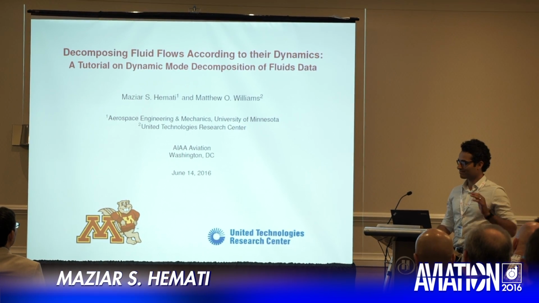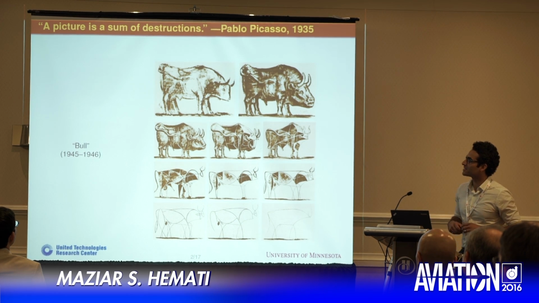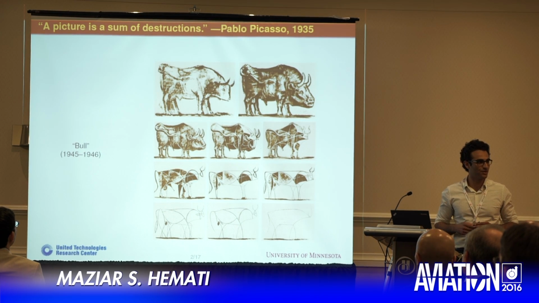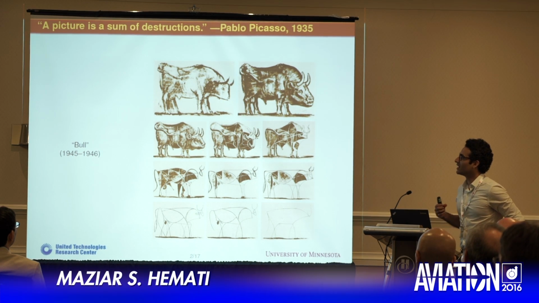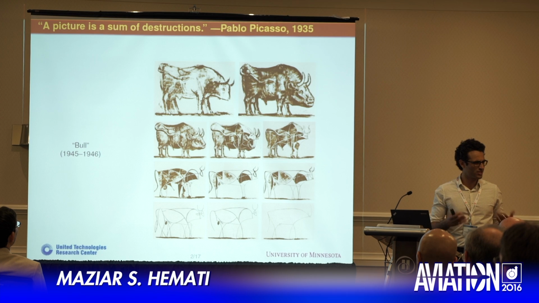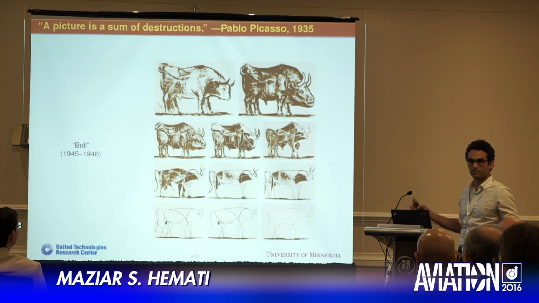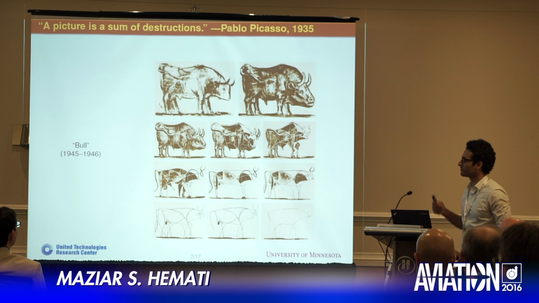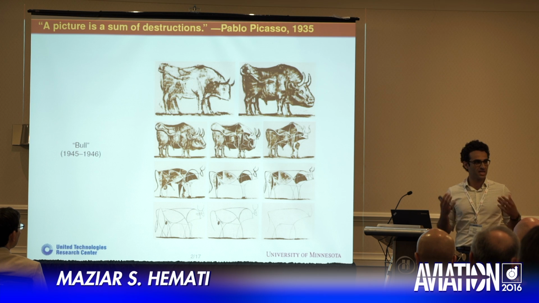I want you to just take a simple message from art. So we're going to look at this set of lithographs by Pablo Picasso. This is the general theme I want you to keep in mind as we think about dynamic mode decomposition, but also these modal decompositions in general. Over the course of 2 years, Pablo Picasso put together this series of lithographs, collectively called Bull. And the basic question he was asking is, what makes the essence of a bull?